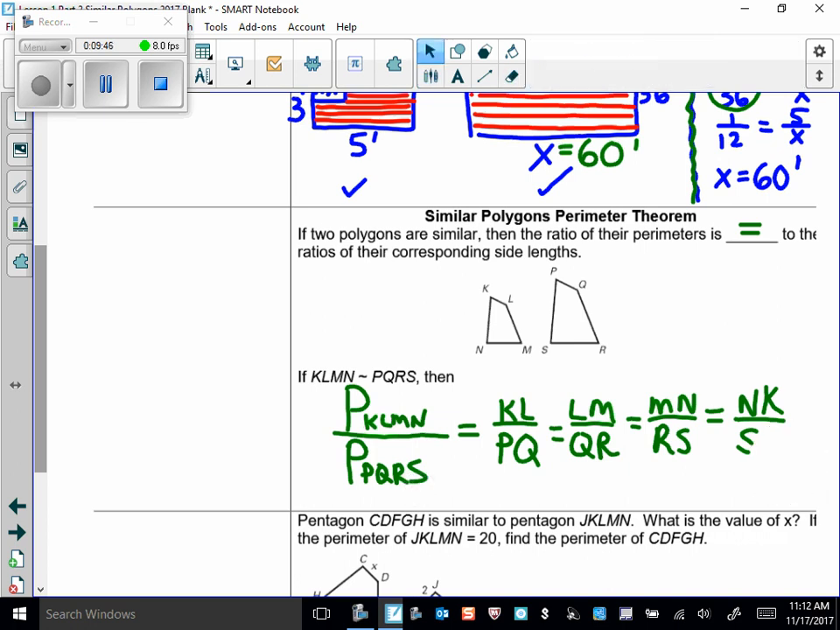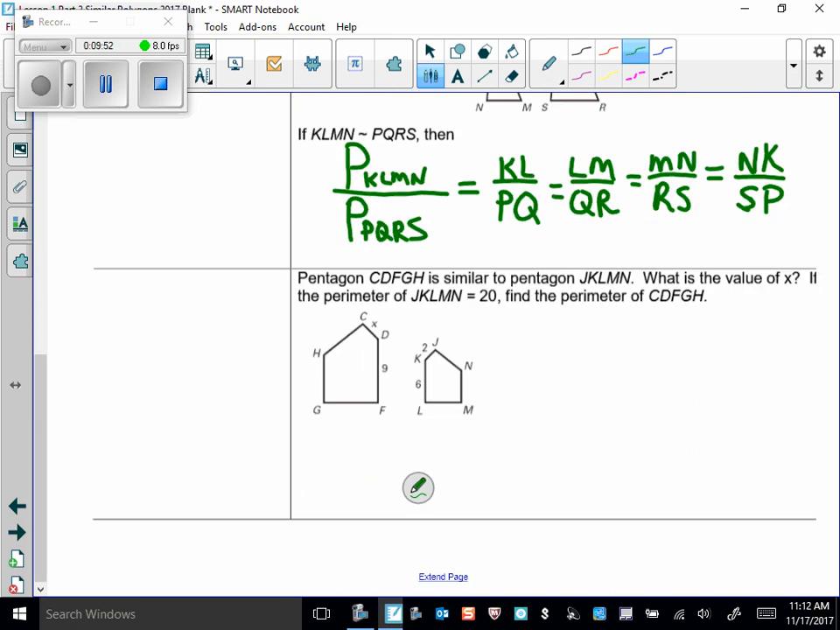Okay, so that's it for content. I think the rest of this lesson is some practice problems. So yeah, we got 3 practice problems left. I think perhaps I'll do one and then you'll do the rest of them. So here we go. Pentagon CDFGH is similar to that other one, JKLMN. What is the value of X?